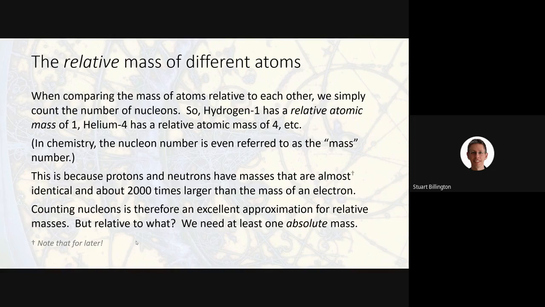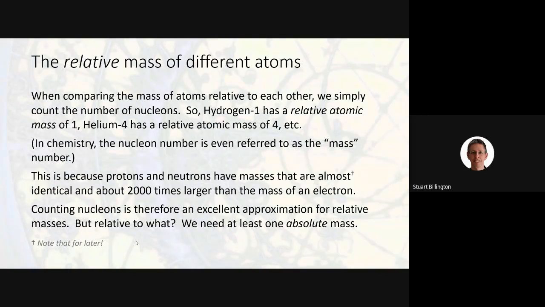It's because protons and neutrons pretty much have the same mass as each other. Note that they are not identical, and we will come back to that because that is going to be very important. At GCSE, and in chemistry, actually, we just take the approach that protons and neutrons do have exactly the same mass as each other, but they are subtly different. We'll come back to that in a minute. And each of those masses is around about 2,000 times larger than the mass of the electrons.